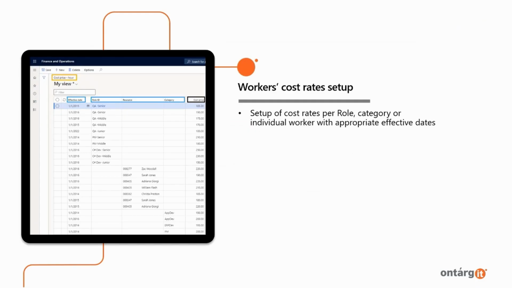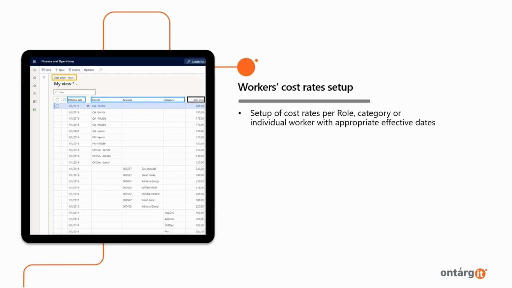Also in the system, we can set the cost rates of specialists, that is the cost of work per hour. Similar to sales rates, cost rates also can be configured with different levels of detail. It can be either an individual rate for an employee or a rate per project role, taking into account the level of seniority, or a more general rate by type of services.